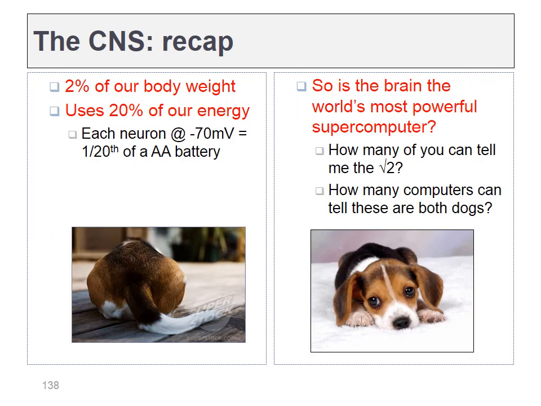Our brain is a relatively small organ. It only takes up 2% of our body weight, but it uses 10 times that amount of our energy. It takes a lot of ATP to keep this sort of electrical field going. That's roughly the equivalent of 1/20th of a AA battery. So we've got a lot of battery power up there in our skull.